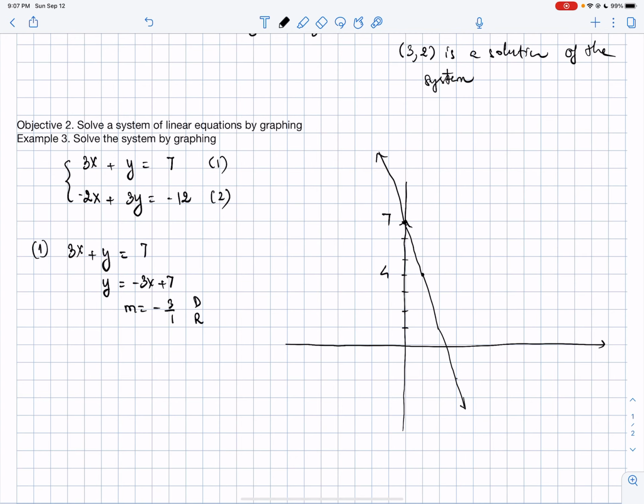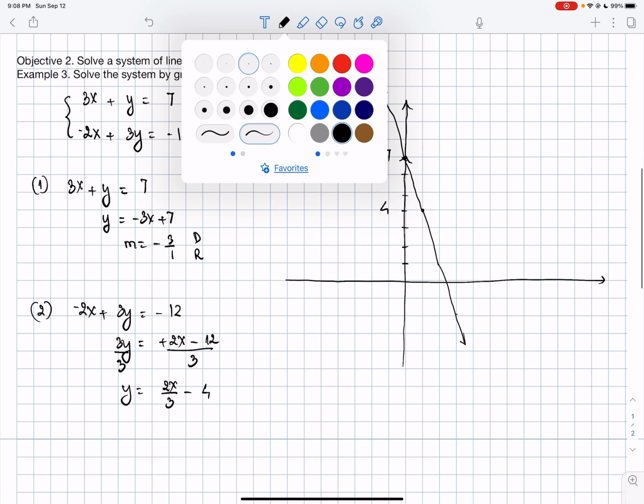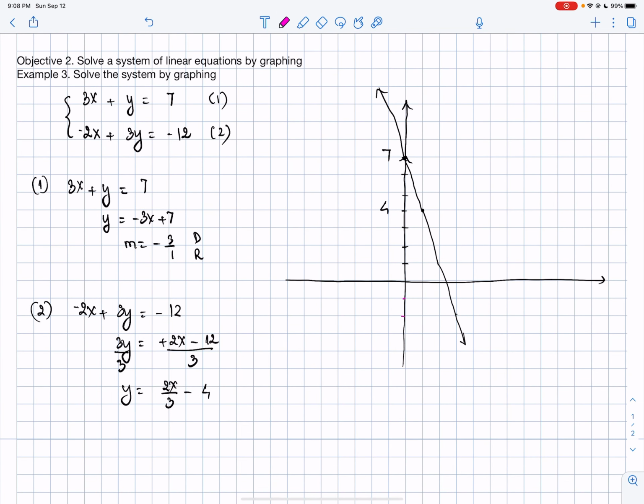And then our second one, number 2, I'm doing the same thing. I will solve for y. Add 2x both sides. And then I divide by 3. So our y-intercept will be negative 4. And then the slope is 2 over 3.